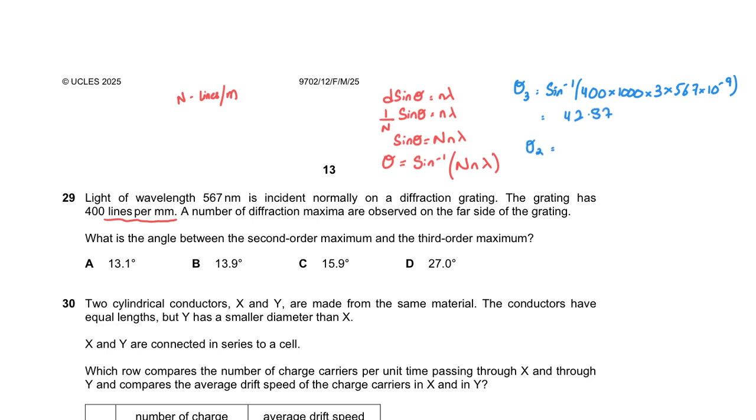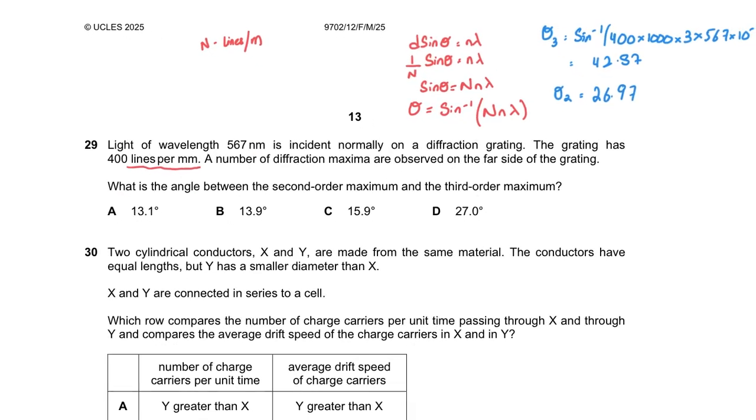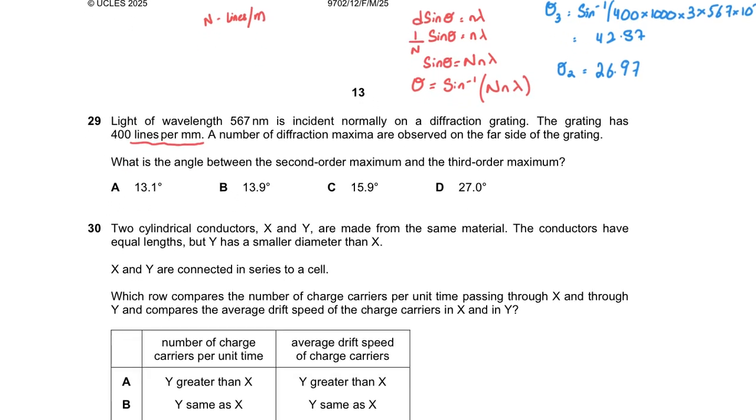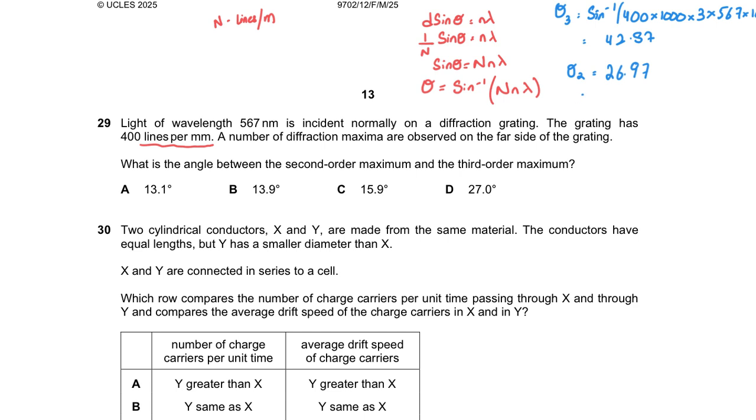Doing the same thing again, but this time around, instead of having 3 over here, I'll plug in 2, and that would give me theta 2, which is equal to 26.97, and they're asking you for the angle between the second order maximum and the third order maximum. The angle between the two would be theta 3 minus theta 2, which is equal to 15.9 degrees. So the answer therefore is C.